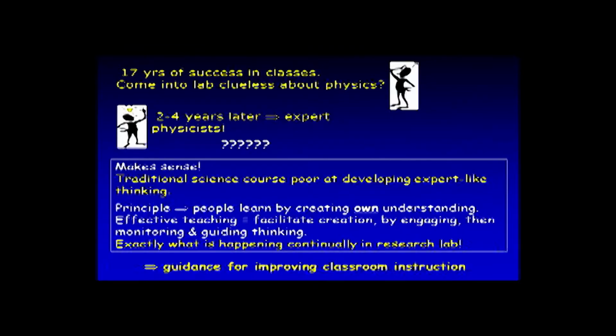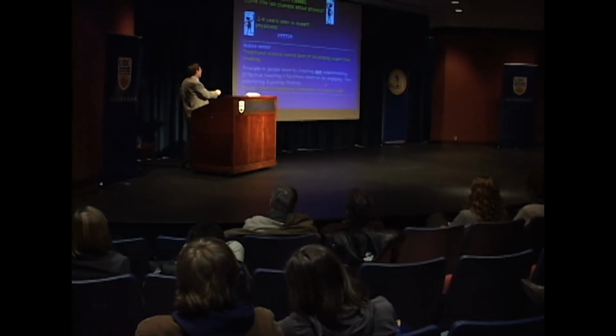And so, with these insights, this original puzzle that troubled me so much clearly makes lots of sense, because this happened since traditional science courses are simply poor at developing expert-like ways of thinking. And this makes sense because all of this research on learning and expert competence says there's a basic principle that people learn by creating their own understanding, and that effective teaching is really just the facilitation of that creation of understanding. That facilitation happens by getting them engaged in thinking deeply about the subject, trying to solve problems, and then monitoring and guiding their thinking.